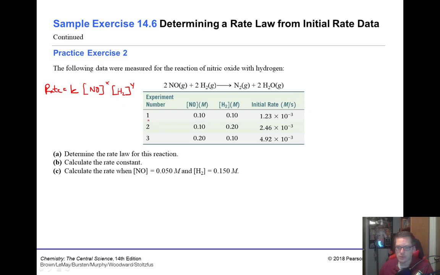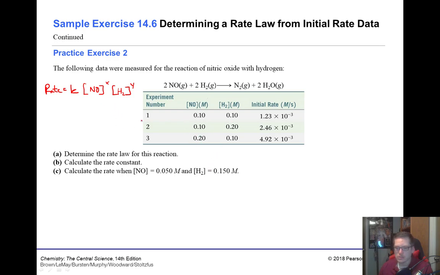In order to do this, we're going to look at these experiments and compare trials and their rates. For example, from experiment 1 to 2, the nitrogen monoxide was kept at the same concentration, and then the hydrogen was doubled. So the only thing that could have affected the rate between these two experiments was the concentration of hydrogen. We can use that to determine the order, and then we can do the same thing from experiment 1 to experiment 3. We're looking at how the rate changes with regard to nitrogen monoxide, because the nitrogen monoxide changes from experiment 1 to 3, but the hydrogen remains the same.